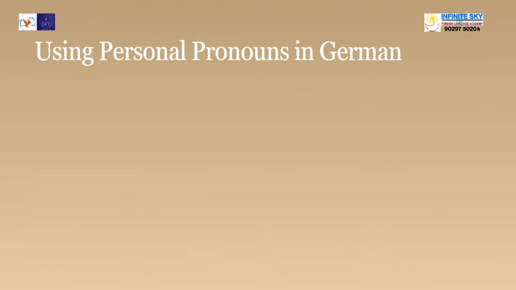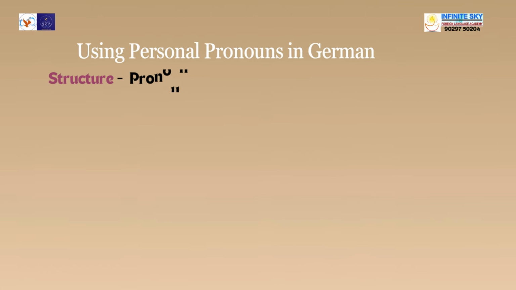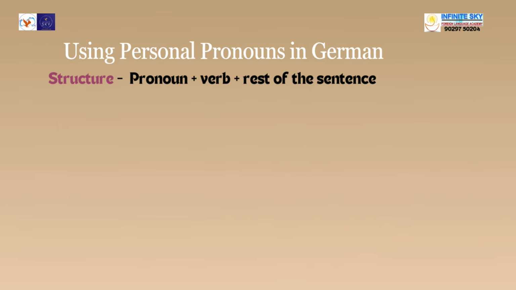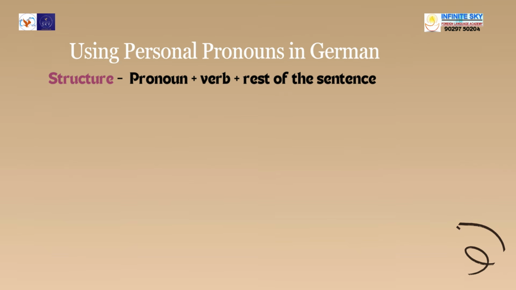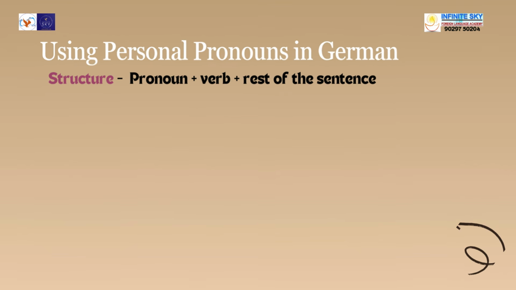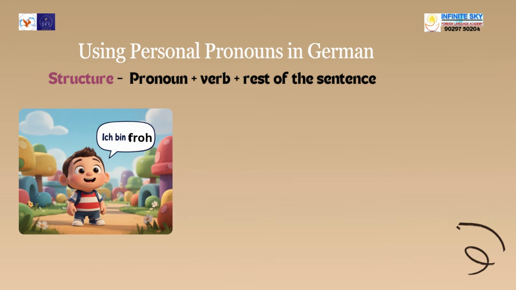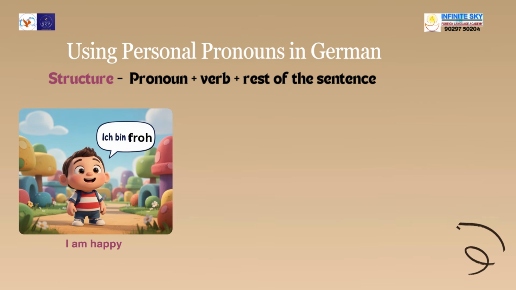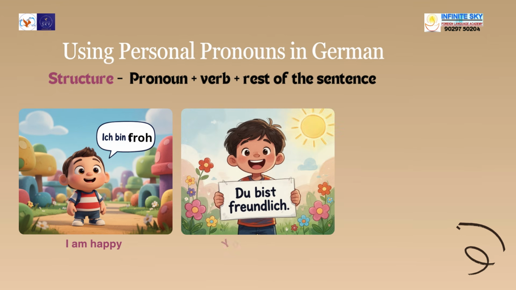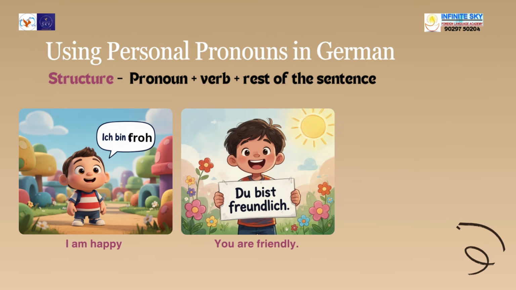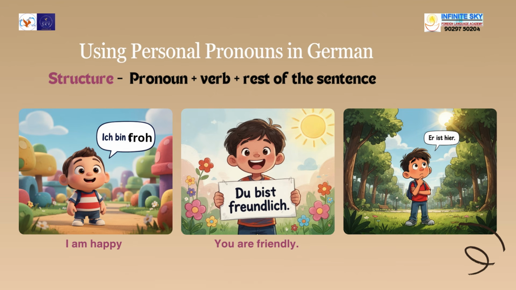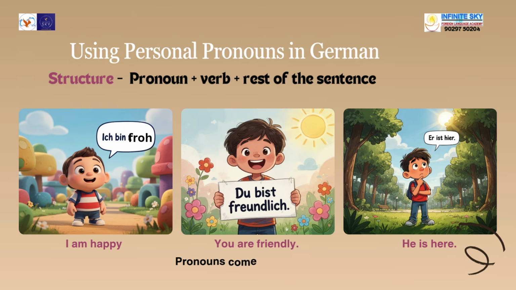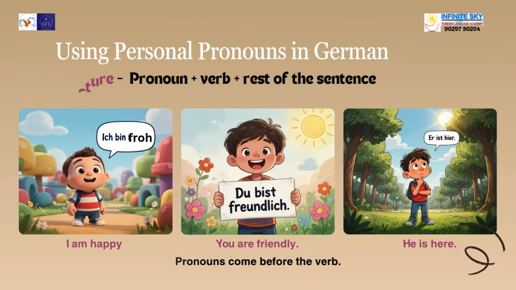Now let's see how to use these pronouns in sentences. In German, the structure is very simple. Pronoun plus verb plus rest of the sentence. For instance, ich bin froh, meaning I am happy. Du bist freundlich means you are friendly. And er ist hier, it means he is here. So always remember, the pronoun comes before the verb.